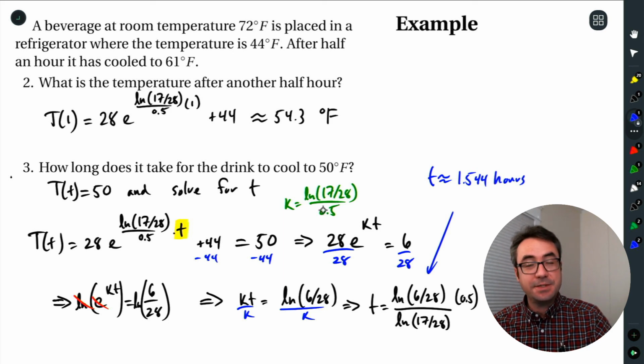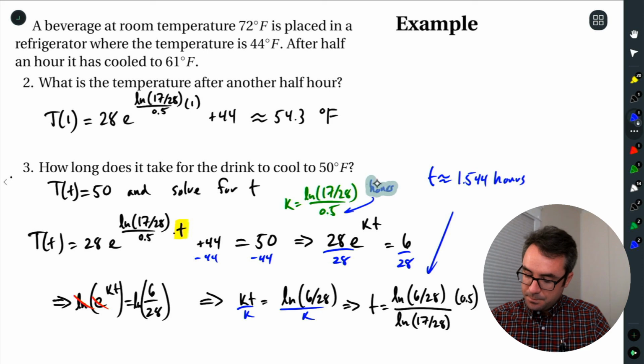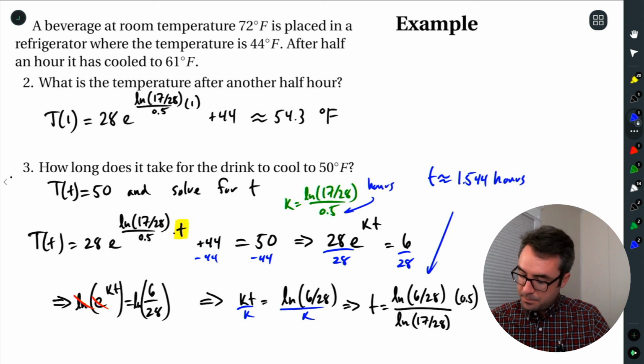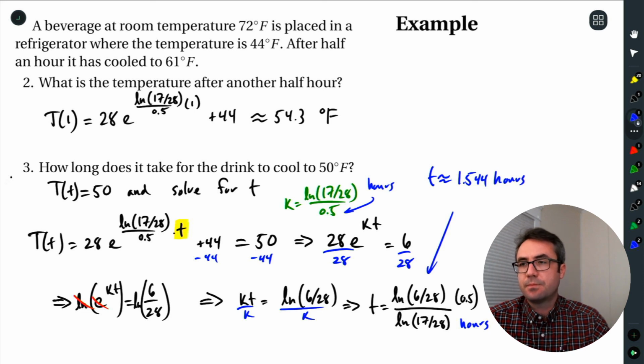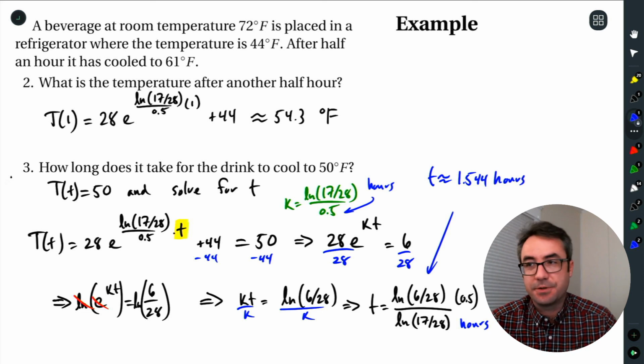If we had used 30 minutes, perfectly fine to do that, then this t value would have been in terms of minutes instead. So the numbers would be slightly different. This would be about 90 minutes or so if we had found this k value in terms of minutes. But this is in terms of hours. So the units for our time here are in terms of hours.